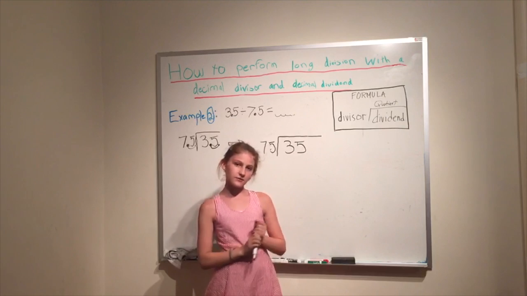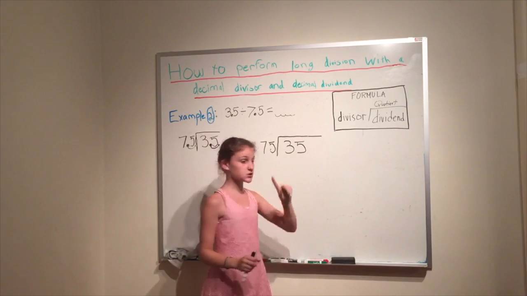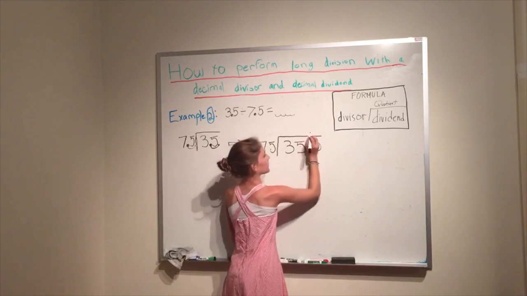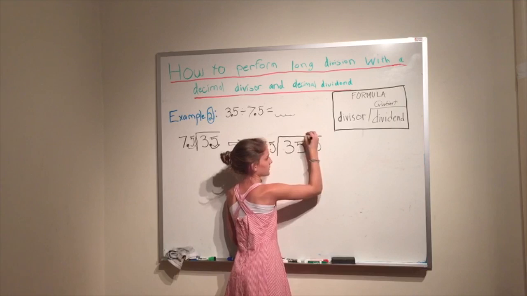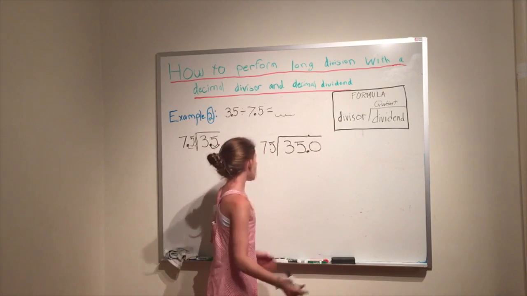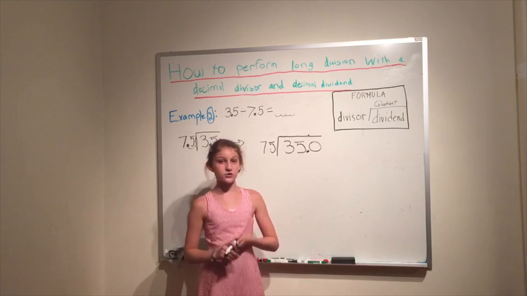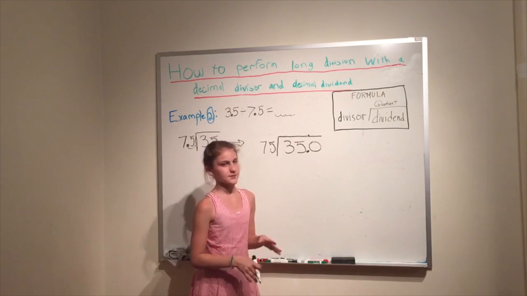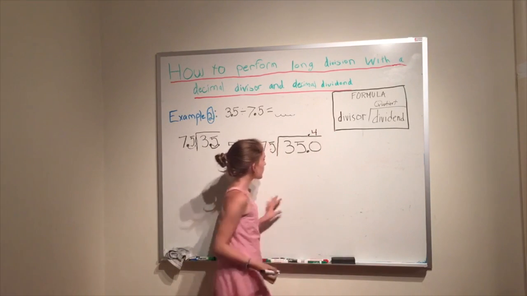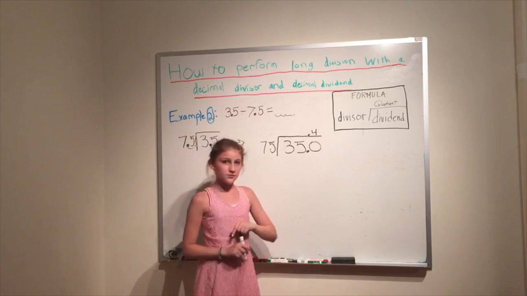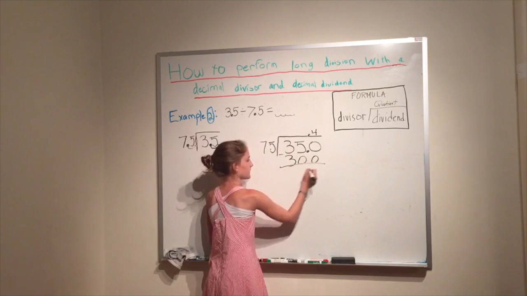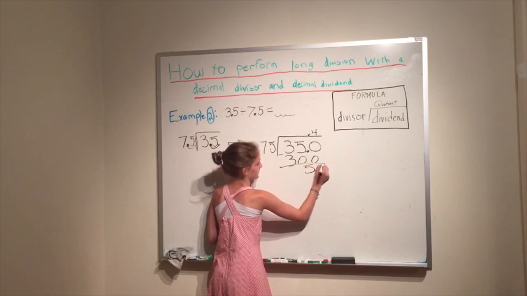Okay? 75 doesn't go into 35, but it goes into 350. You add a decimal point, but you ignore it, and you put one up here, and put the answers behind it. Okay, so 75 goes into 350 4 times. Okay, so you write the 4 here. So 75 times 4 equals 300. So you subtract 300, giving you an answer of 50.